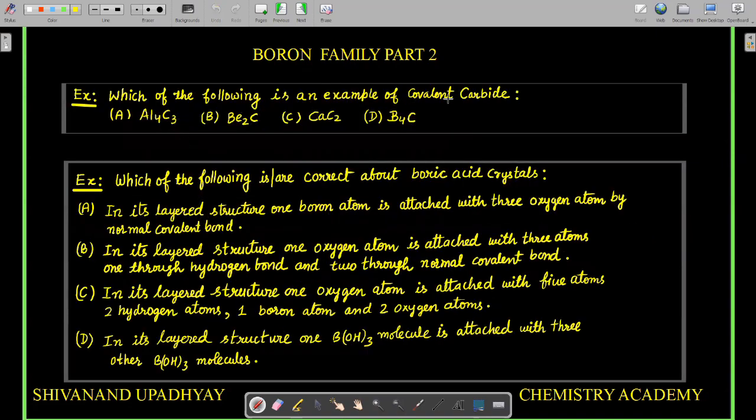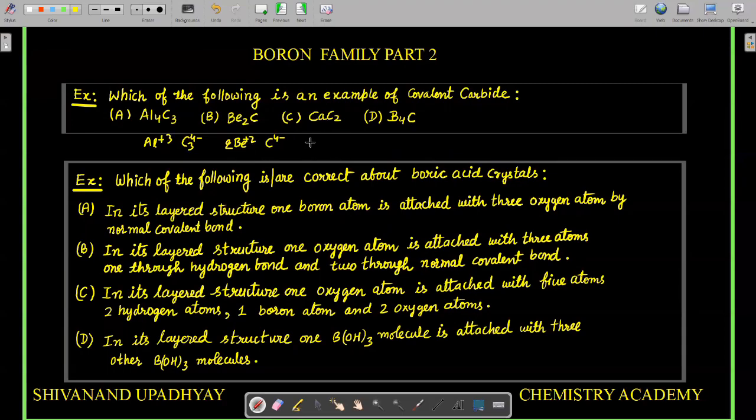Which of the following is an example of covalent carbide? Aluminium carbide is an ionic carbide because it is made up of aluminium 3+ ion and C4- ion. So this is an ionic carbide. Similarly, when we are discussing beryllium carbide, Be 2+ twice, and this is C4-. Again, on hydrolysis, this will form methane, right?